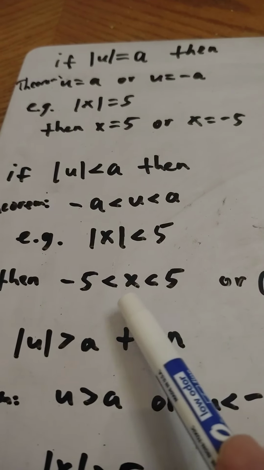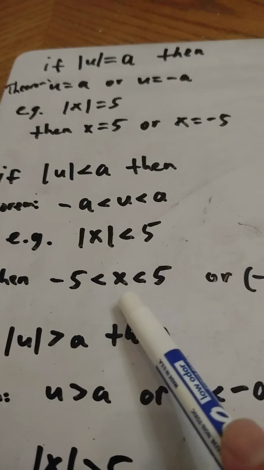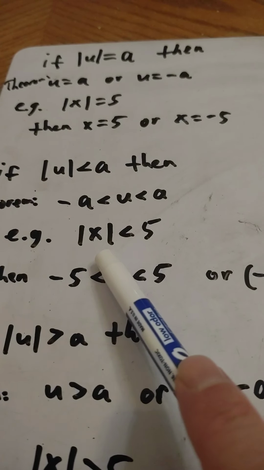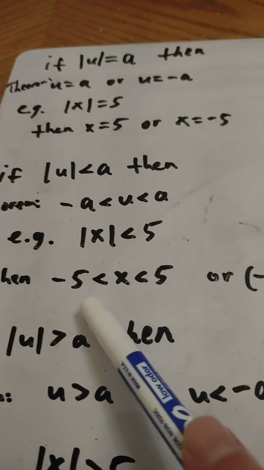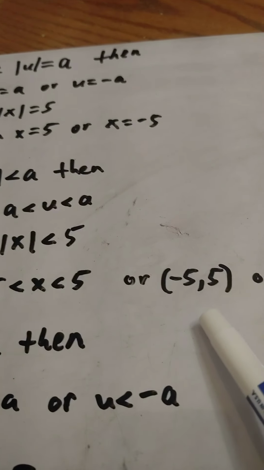So wouldn't 0 be an answer? Isn't 0 in this interval here? And sure enough, what's the absolute value of 0? 0 is 0 less than 5? Yes. I could also express this solution in interval notation.